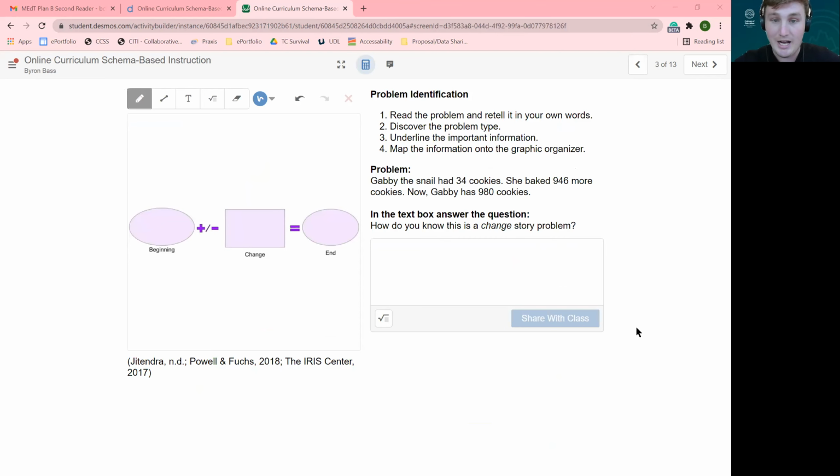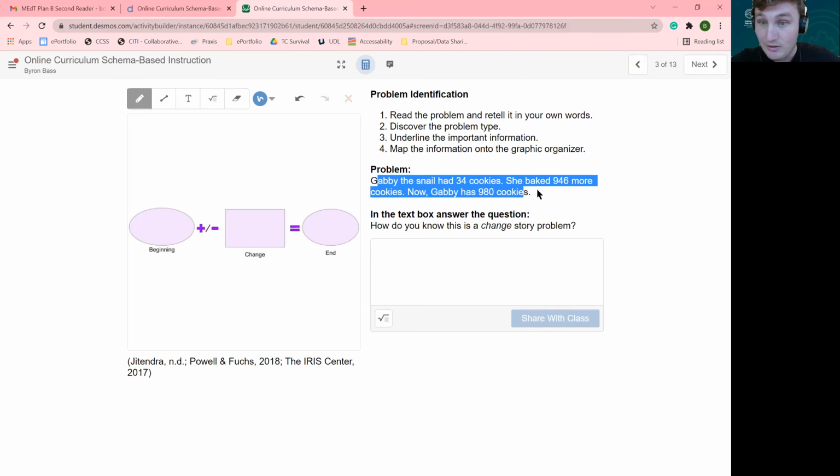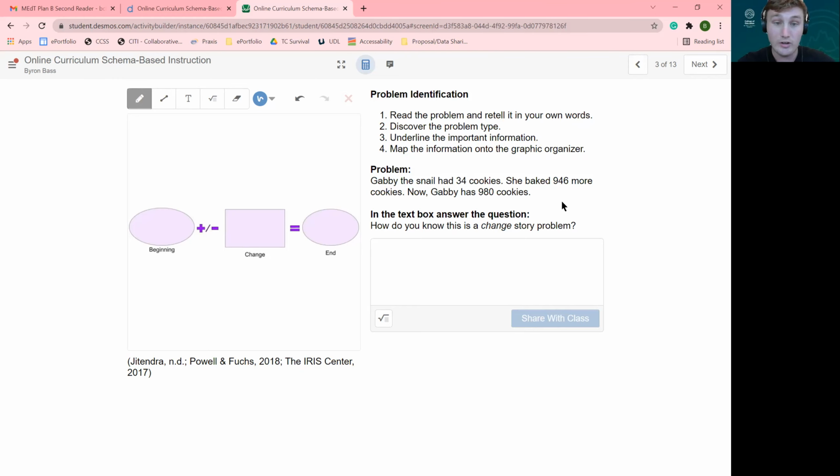So here's an example of an additive schema, and this is the change schema. Change schemas involve an increase or decrease of some initial value. When students first learn a schema, they'll learn how to identify a schema with story problems. Story problems are word problems that don't have any unknown information. So we'll see here: Gabby the snail had 34 cookies. She baked 946 more, and now she has 980 cookies. There's nothing unknown. We're given all the information that we need already.